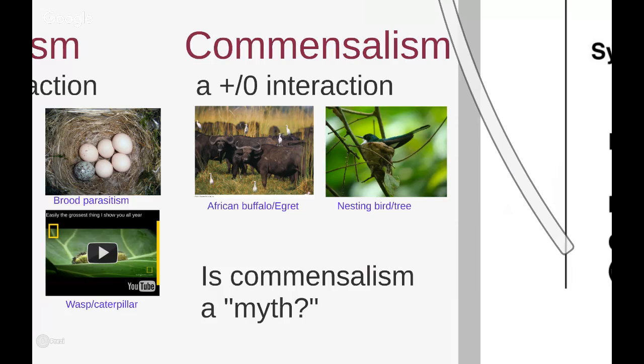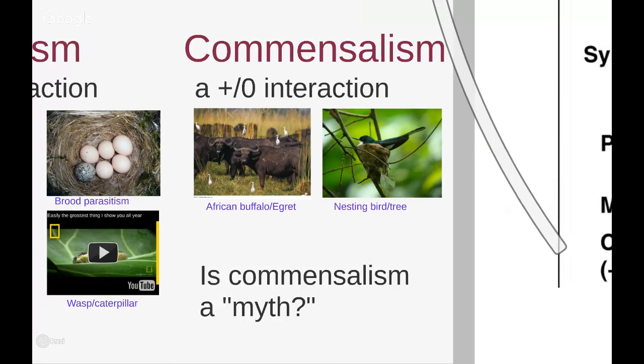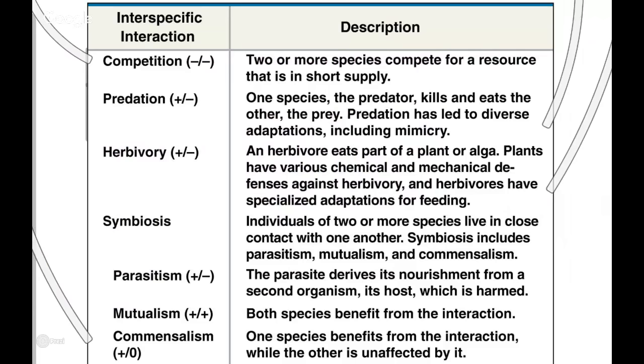Nesting birds in trees, I guess the tree is not affected in some cases, but maybe sometimes it is negatively affected. Maybe the bird's kind of like a parasite. Again, it's a hard one to really nail down. The other two are definitely out there. Commensalism is definitely the hardest one to really wrap your head around. So there's all the different types of interactions within a community. You have competition, predation, herbivory, symbiosis, parasitism, mutualism, and commensalism.